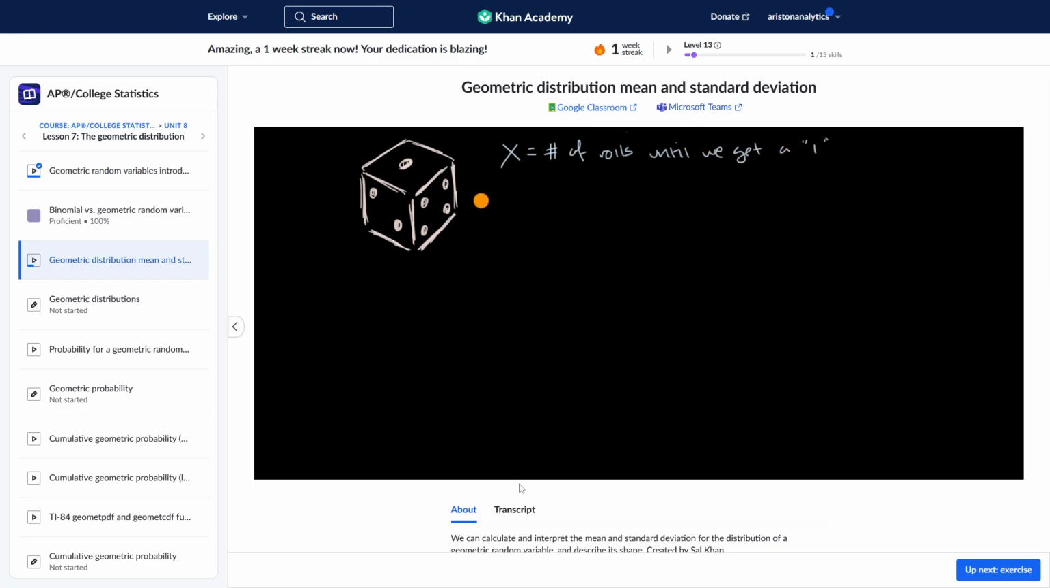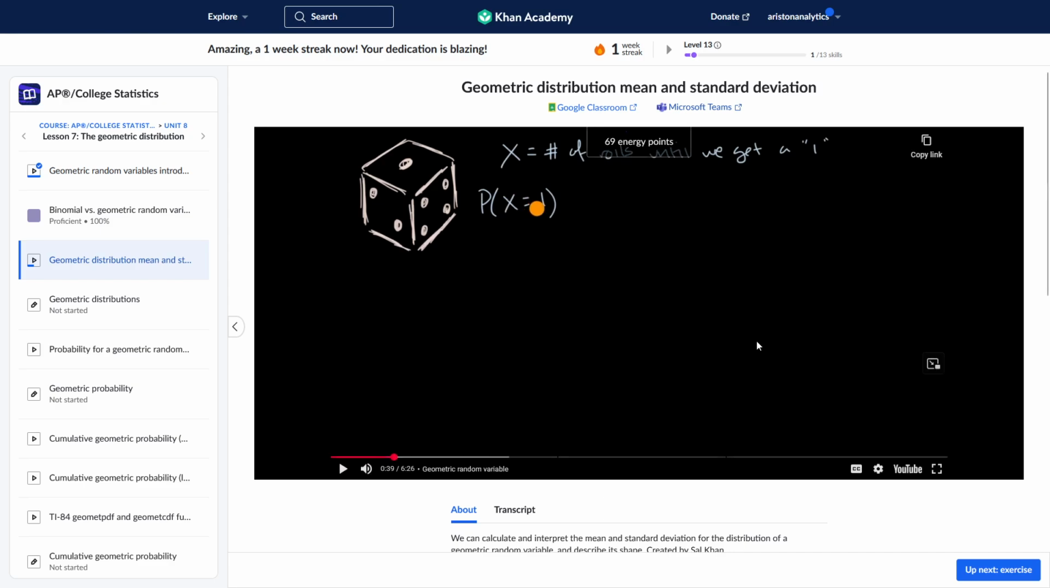So what's the probability that x is equal to 1? Pause this video and think about it. All right, the probability that x is equal to 1 means that it only takes us one roll to get a 1. Well, that's going to be a 1/6 probability.